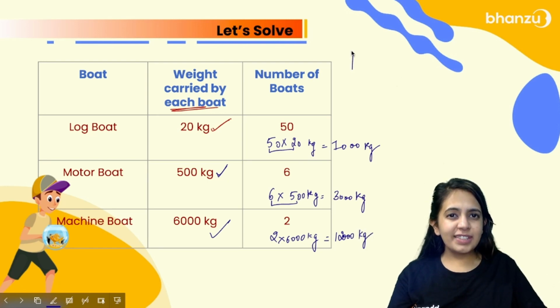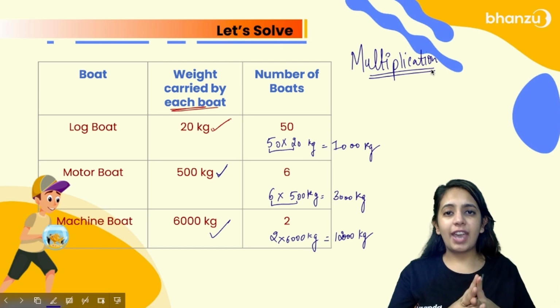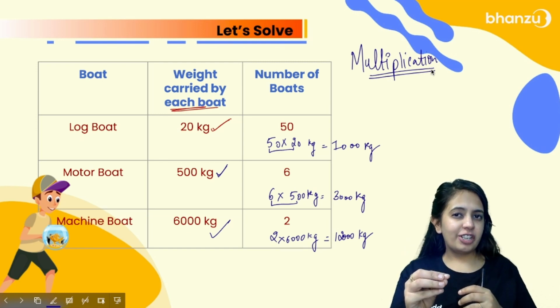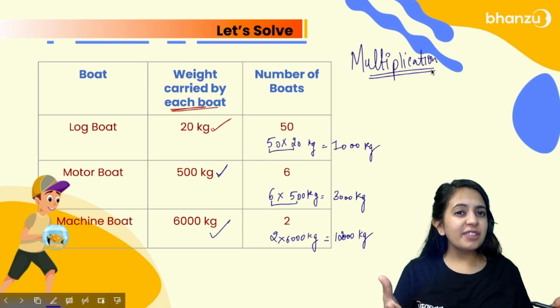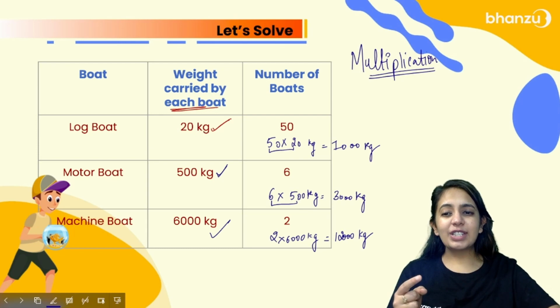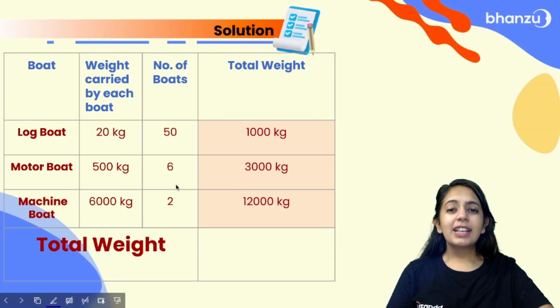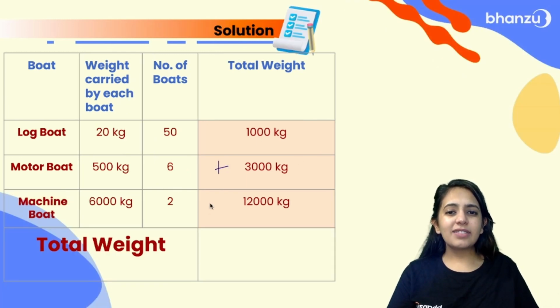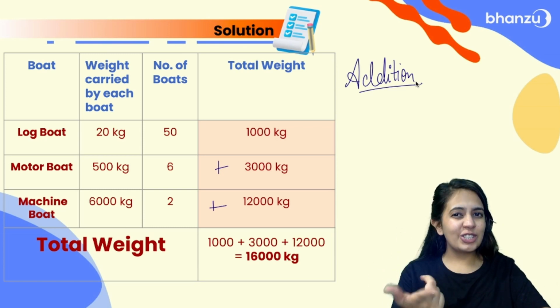Okay, you have used the concept of multiplication over here to find the weight carried by the log boats, motor boats and machine boats. But you have to now figure out what is the total weight that has been carried by all of these boats together. How would you do that? For that, we are going to use the concept of addition. Absolutely correct. Let's add 1000 plus 3000 plus 12,000. And what is the answer to this? The result is 16,000 kg. And here we have used the concept of addition.